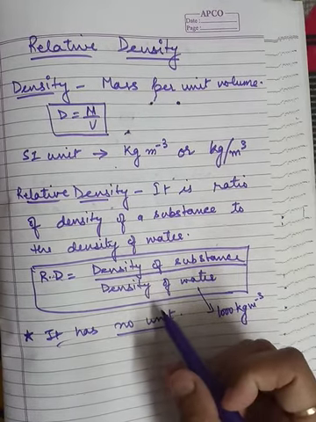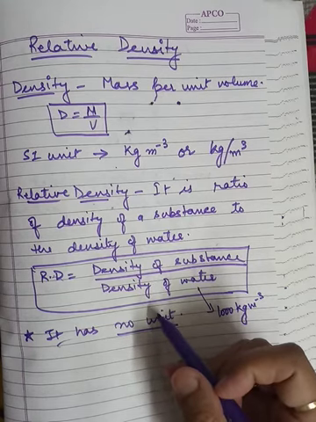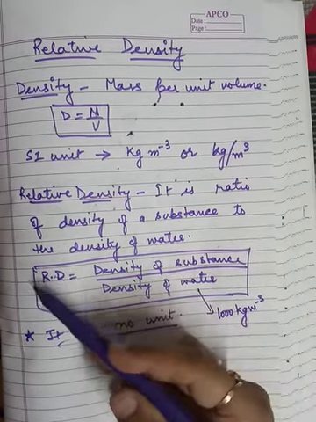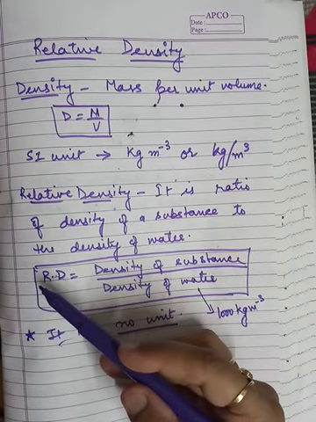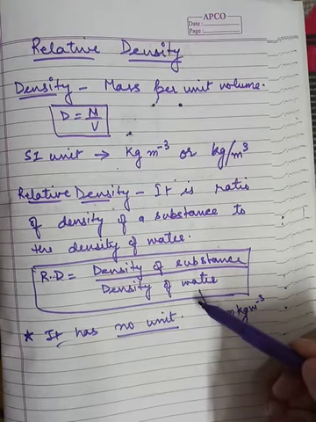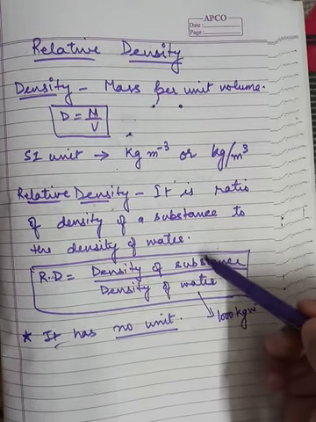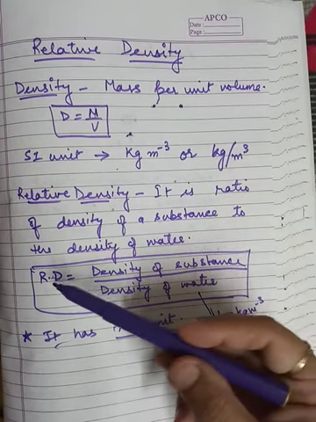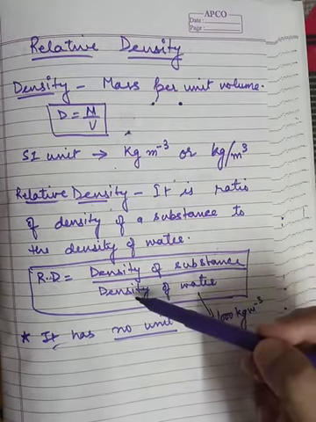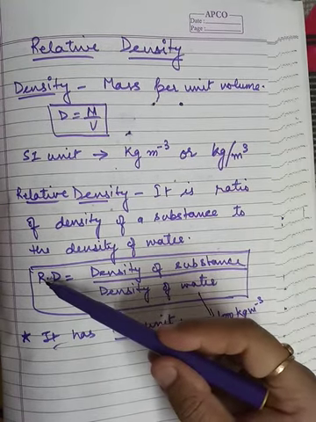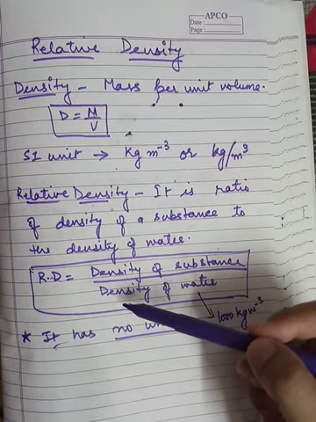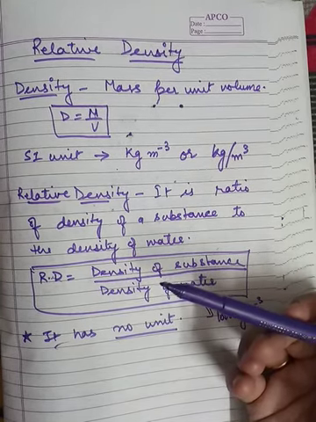Example 10.7 is given in your NCERT book, that relative density of silver is 10.8. So relative density 10.8 is given for silver, and the density of water is 1000 kg per meter cube. So what is the density of silver? That we can find out very easily. This is given, put the values and then you can find out. You will multiply just 10.8 by this 1000. So that will be your answer, that is the density of silver.